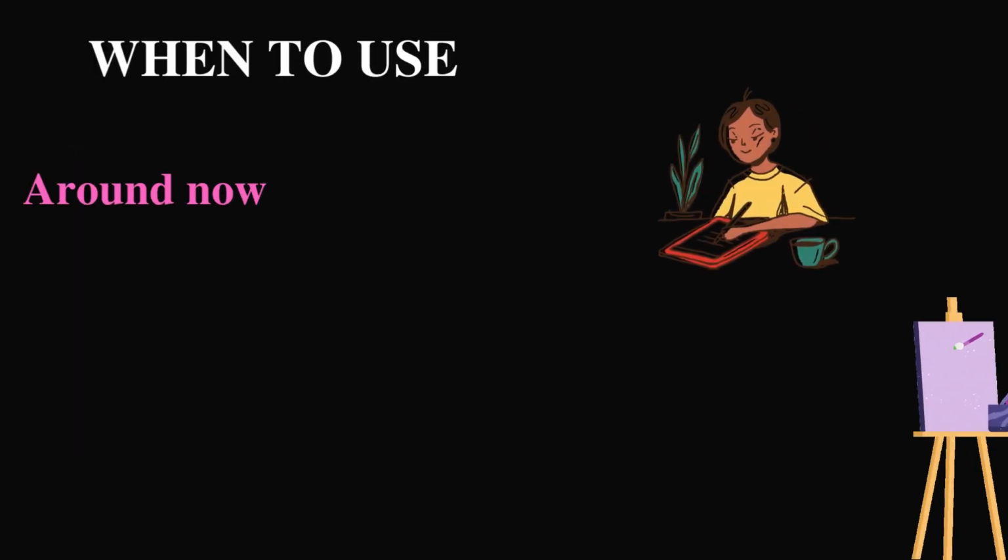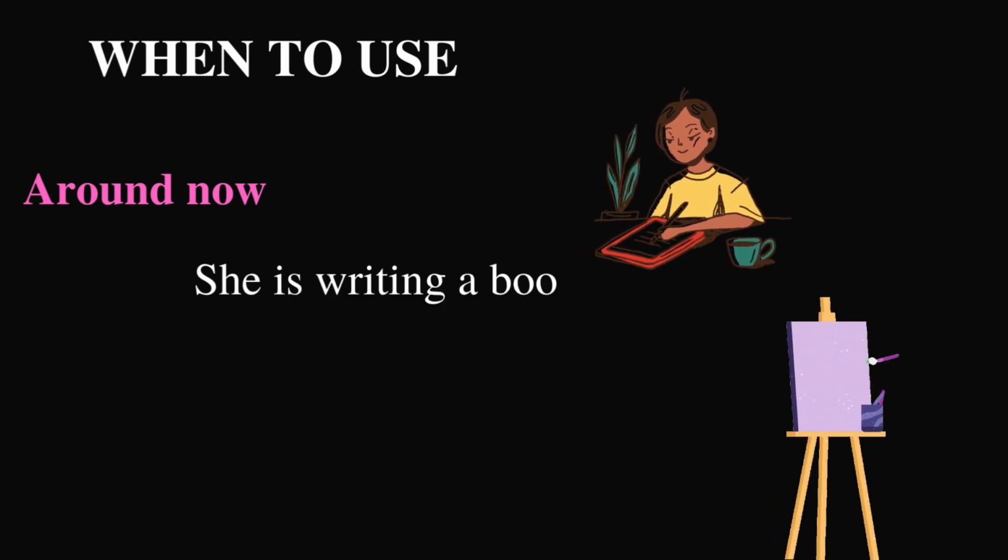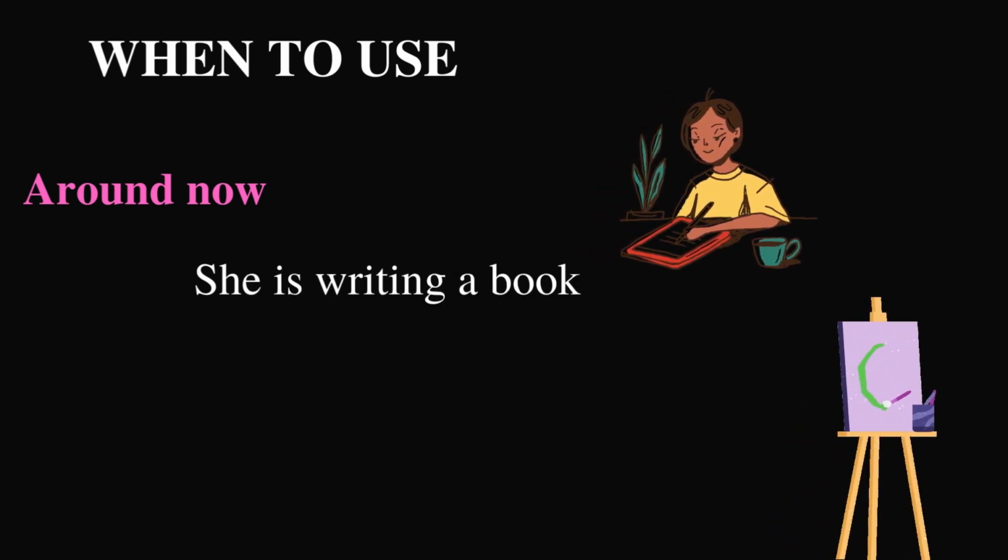We also use present continuous tense to talk about something that is happening around now. For example, she is writing a book. She might not be writing at the very minute we are talking about it, but the writing is in progress. A similar example can be, she is painting. Again, she might not be painting the very instant we are talking about it, but the painting is in progress.